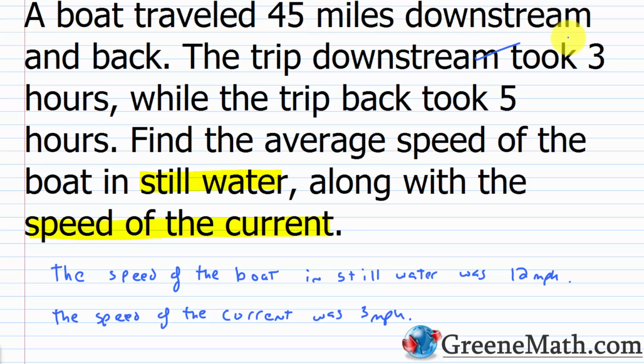Now the trip back, let's think about that. You're going 12 miles an hour in still water. Now you're fighting the current, so you've got to subtract away the current speed. So 12 minus 3 is 9.